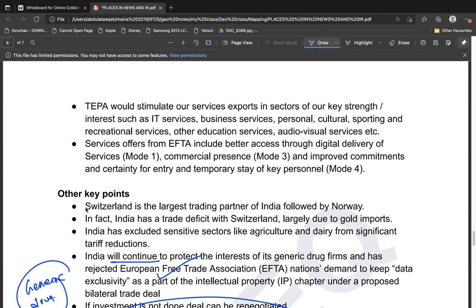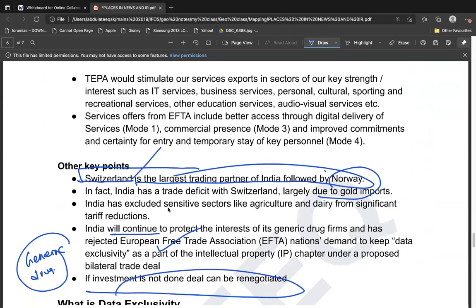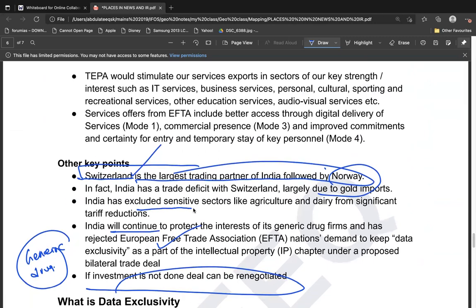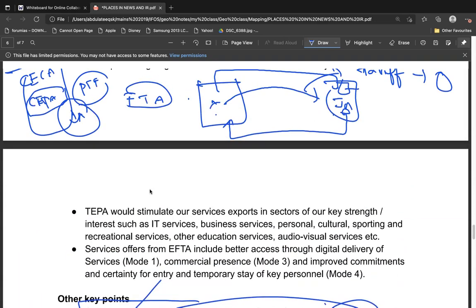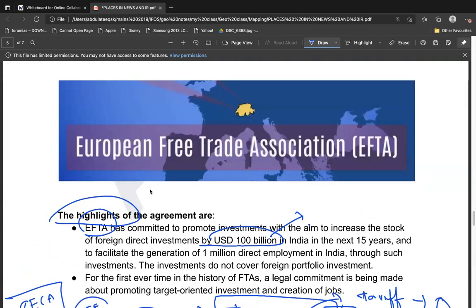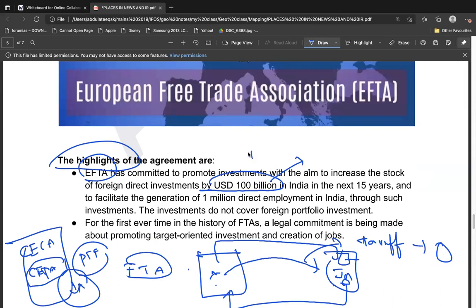Out of the 4 nations, Switzerland is the largest trading partner, followed by Norway, and we also have a trade deficit with Switzerland, largely because of the imports of gold. We have also excluded sensitive areas like agriculture and dairy from the tariff reduction. So these are the points that you need to know, and questions can be asked. Because of these free trade agreements, this is going to benefit us in improving our relationships with this group of nations, and eventually we can also develop free trade agreements with the European Union.